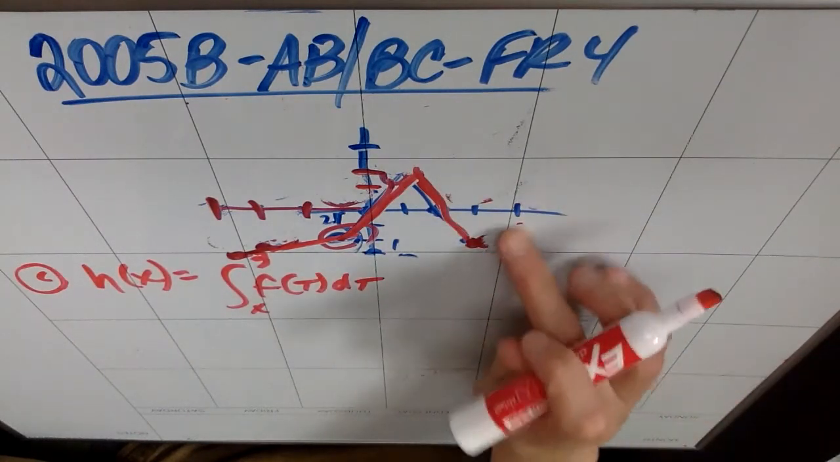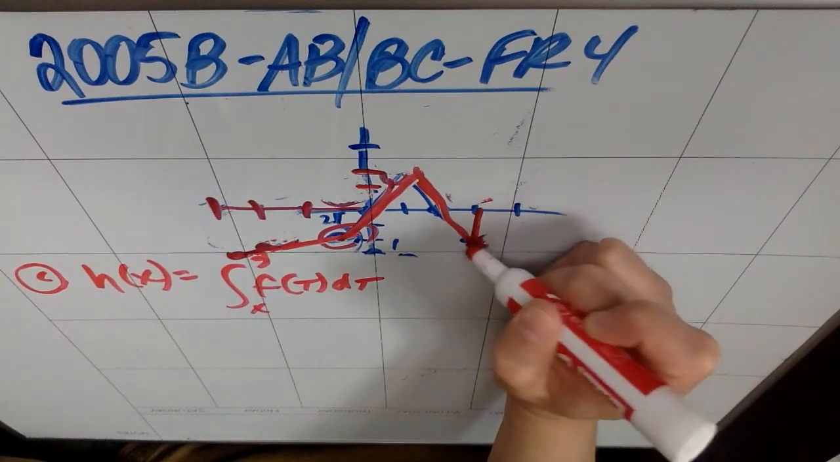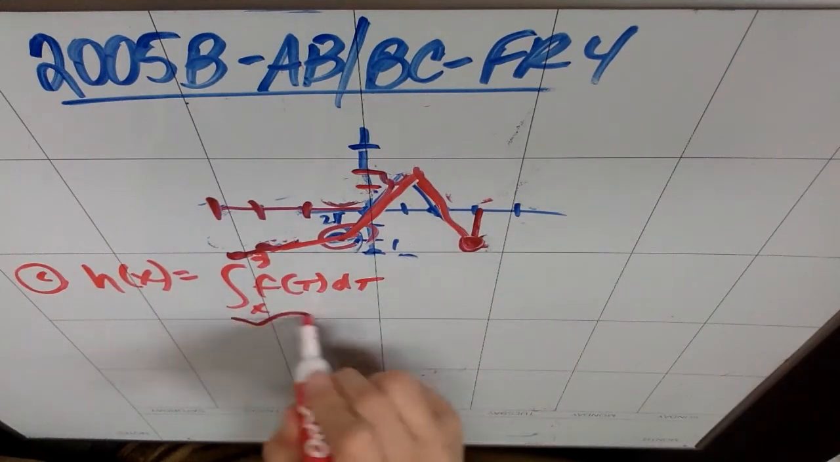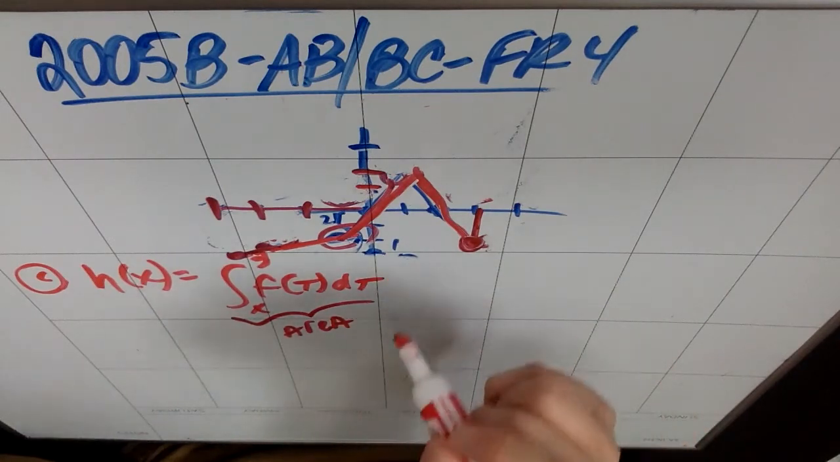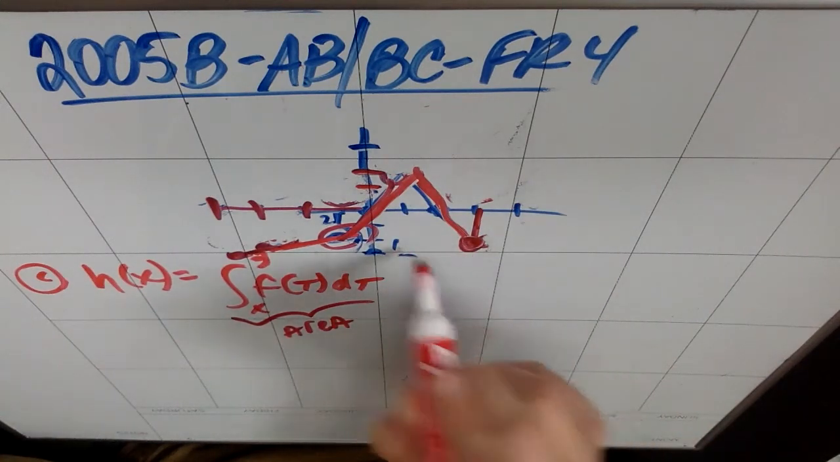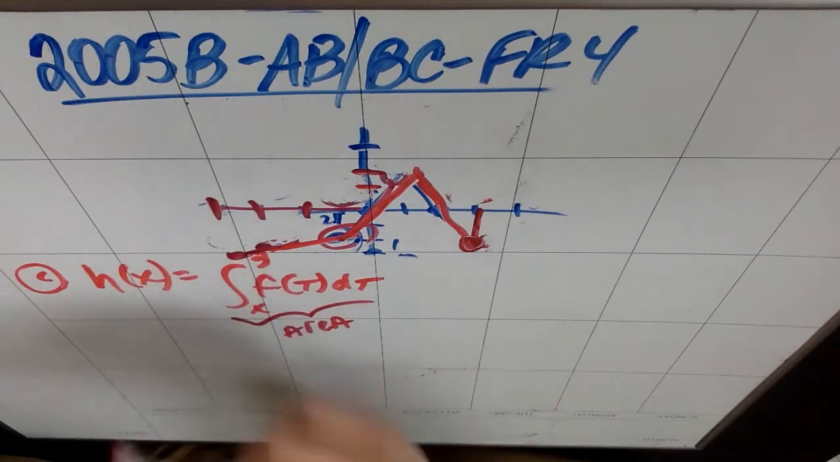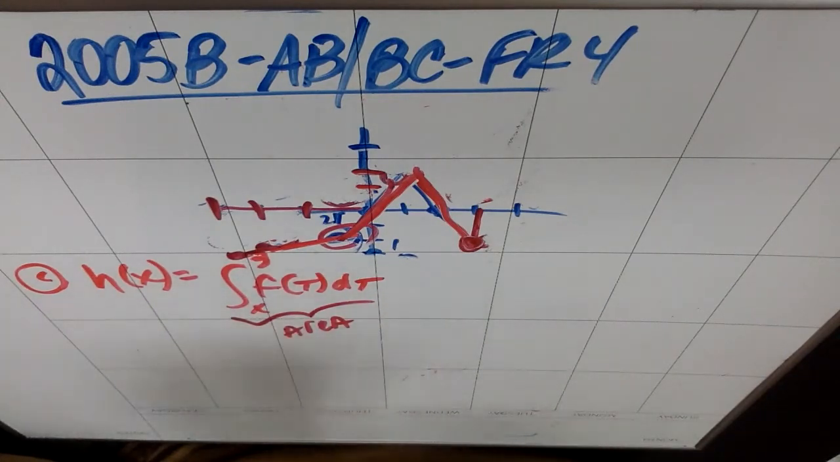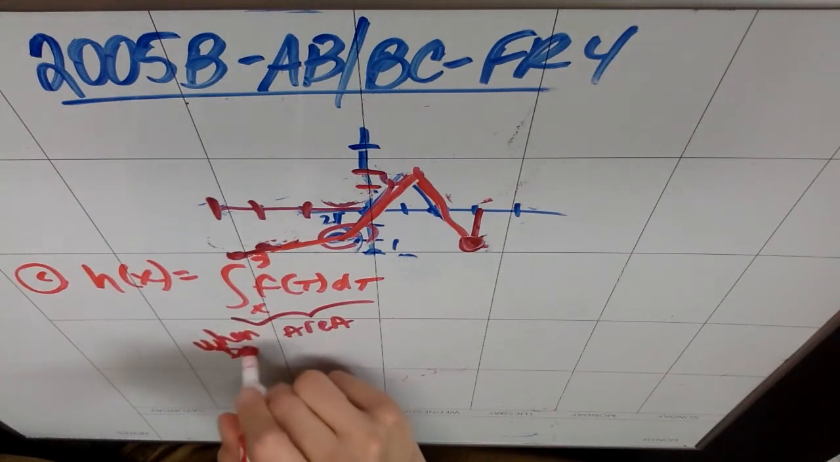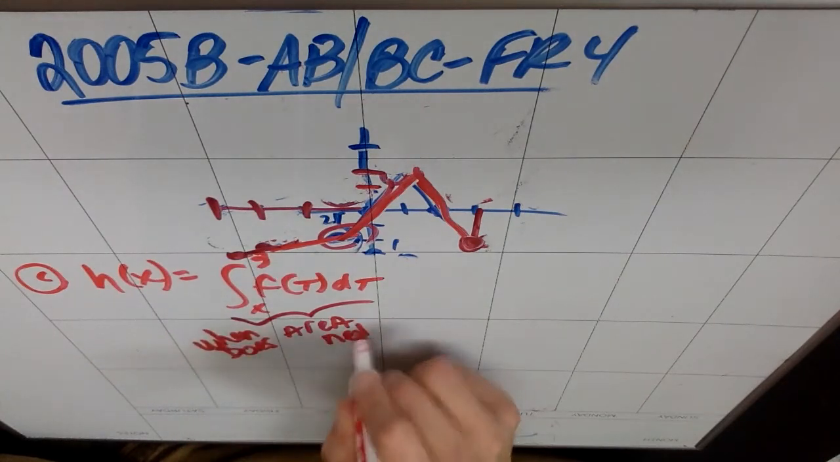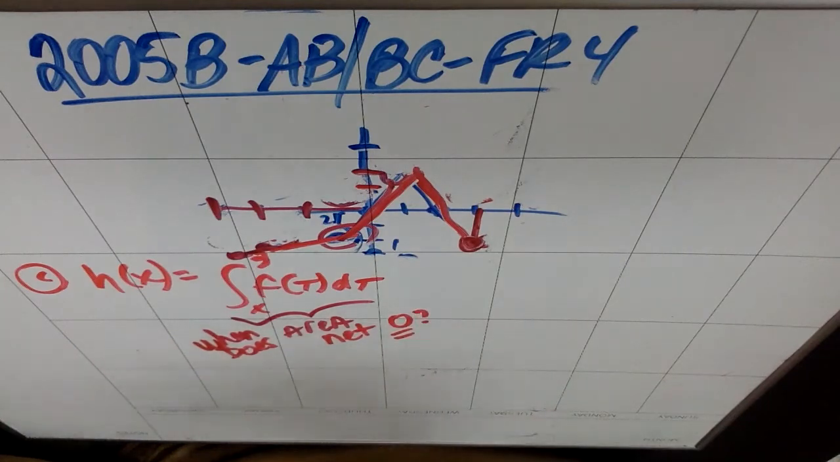Here's 3. So this is an area, and you're integrating backwards. But in order for h to equal 0, when you integrate backwards, the area has to net 0. So what they're asking in part C is, when does the area net 0? Meaning the same amount below as above.